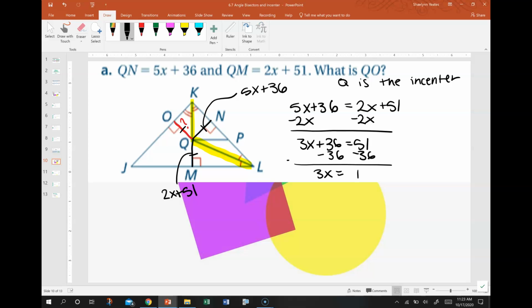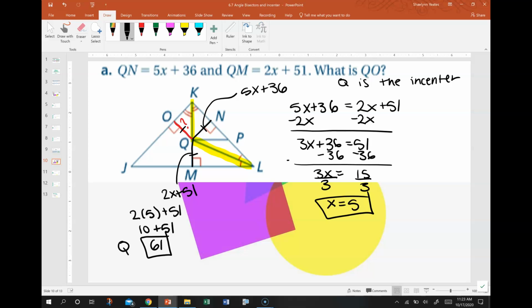15. Then I divide both sides by 3, and I get x equals 5. Now I have x equals 5. Is that the distance of Q? Oh, no. So all I have to do from this point is choose one to plug it into. I'm going to plug it into 2x plus 51. So this is going to be 2 times 5 plus 51, which is 10 plus 51, which is 61. So the length of QO is 61.